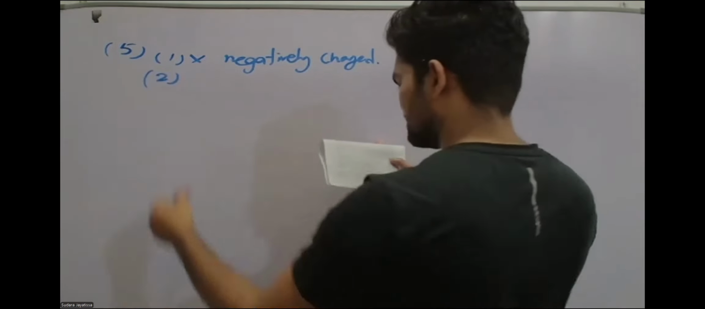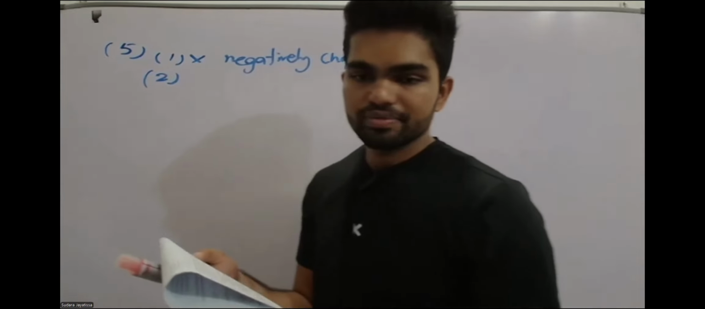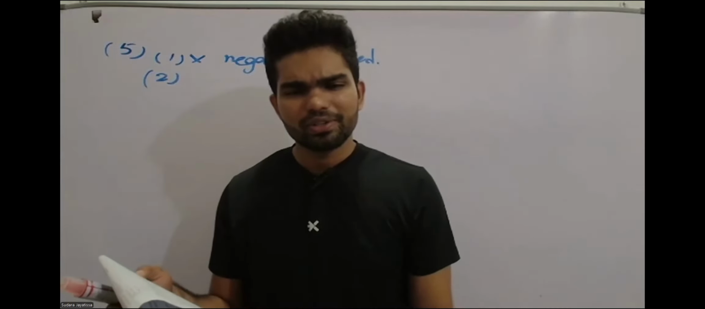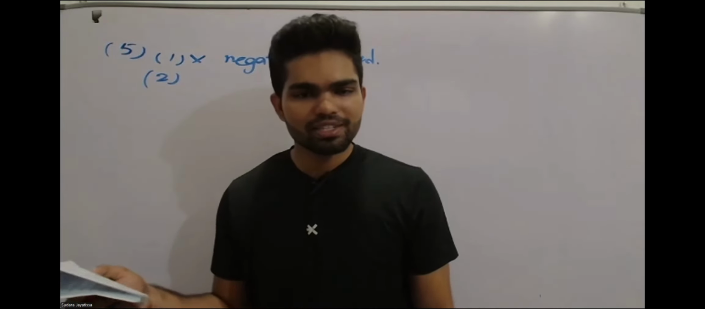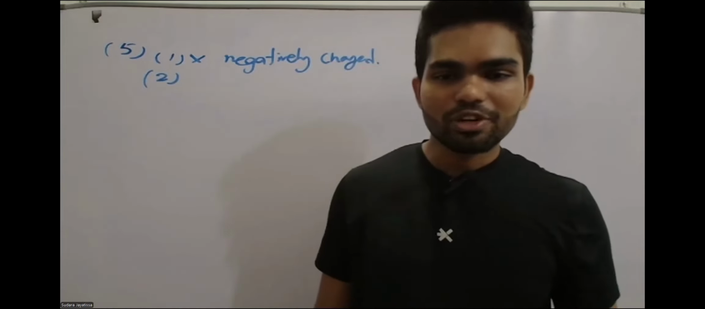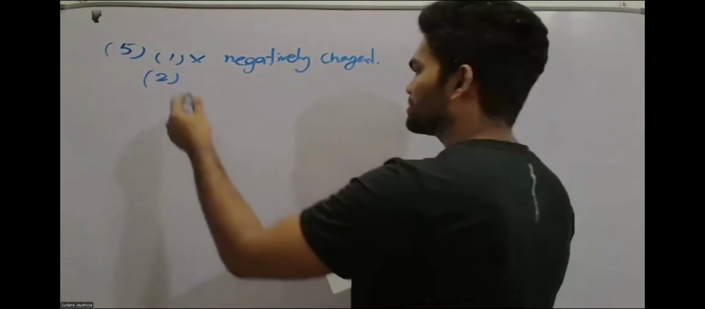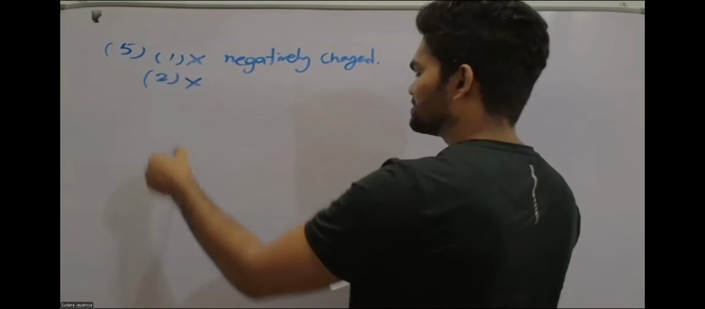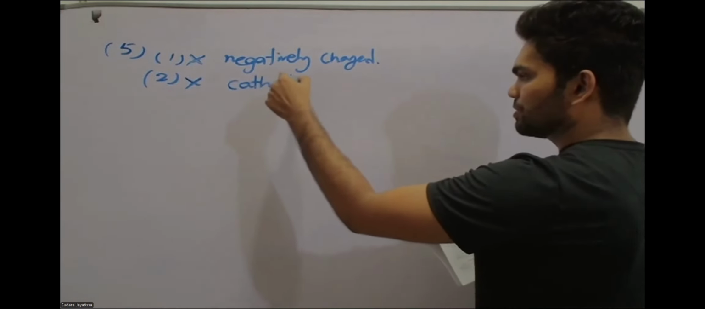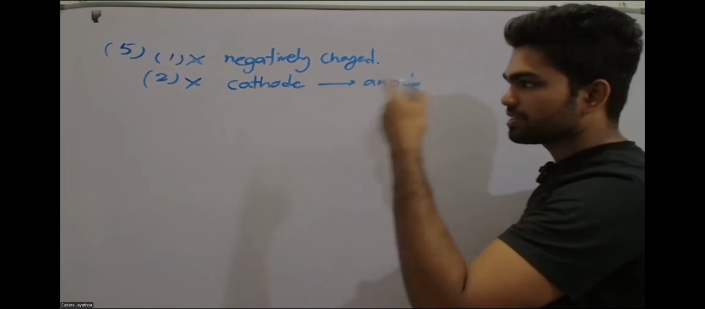Then the second one: they travel from anode to cathode along straight lines. So what's the mistake there? Do they travel from anode to cathode or the other way? Why do we call them cathode rays in the first place? Cathode rays are called that because they travel from cathode to anode. Understood? See, they are nicely trying to misguide you. So anyway, it is wrong. Cathode rays are traveling from cathode to anode.